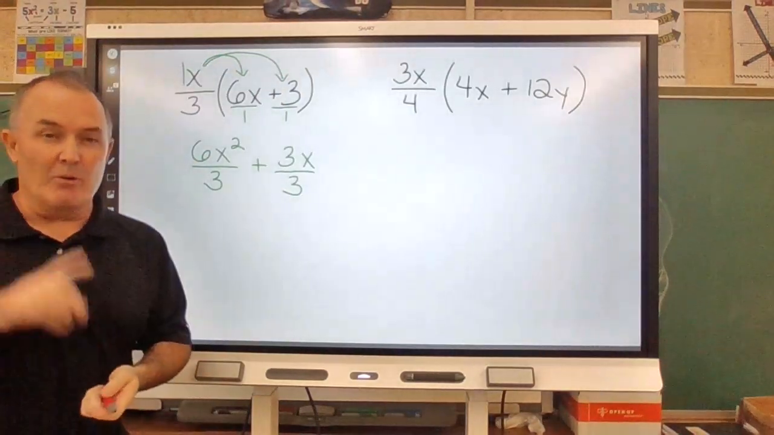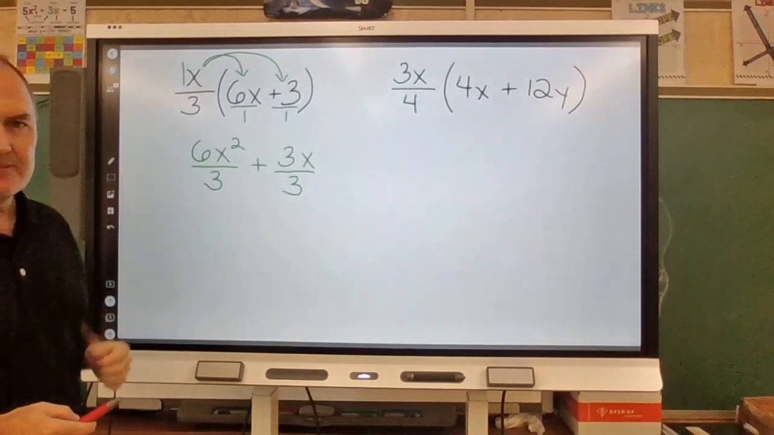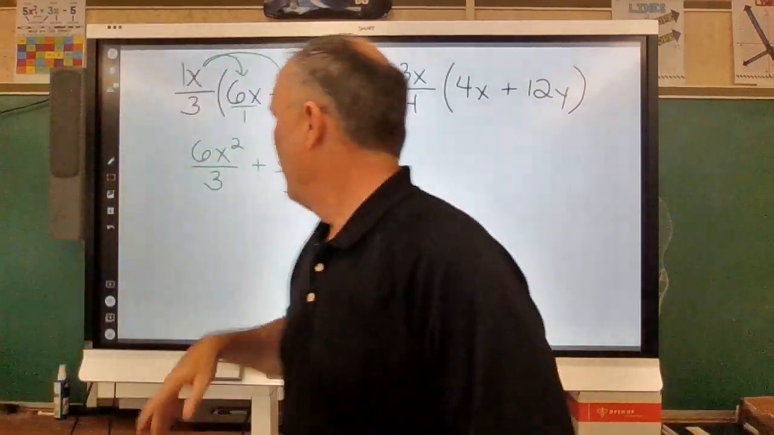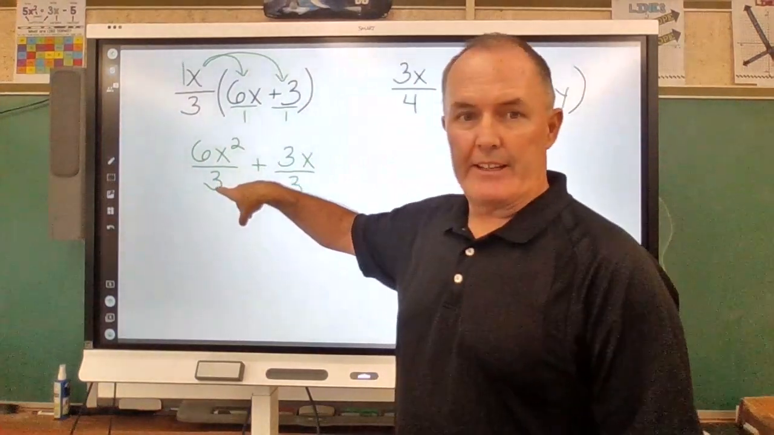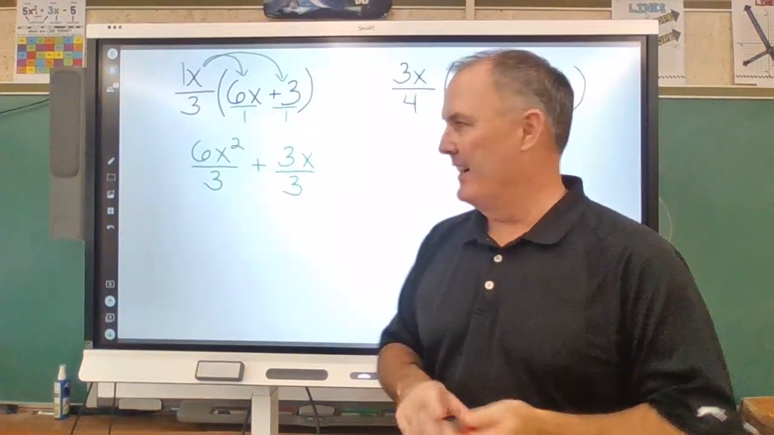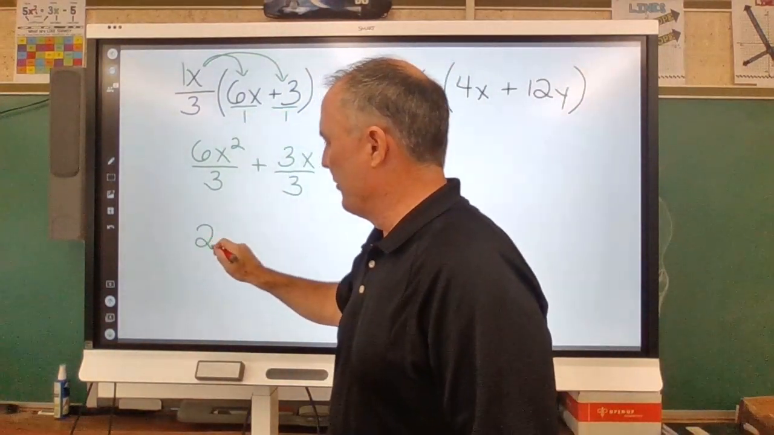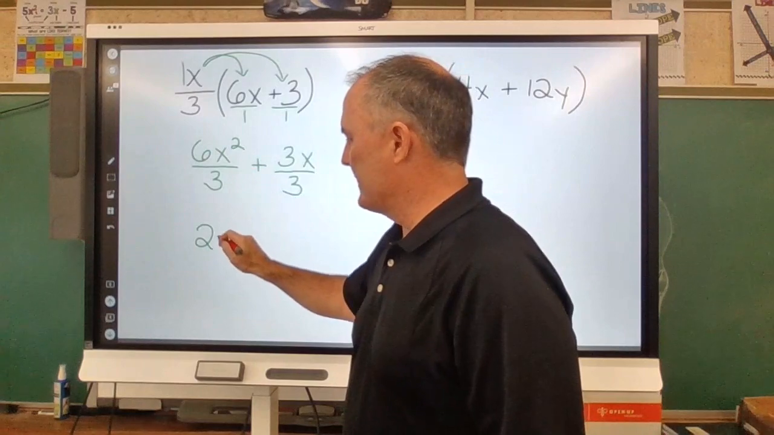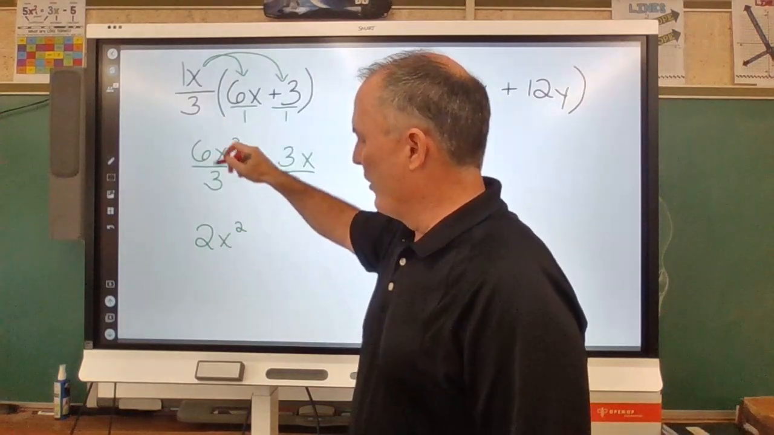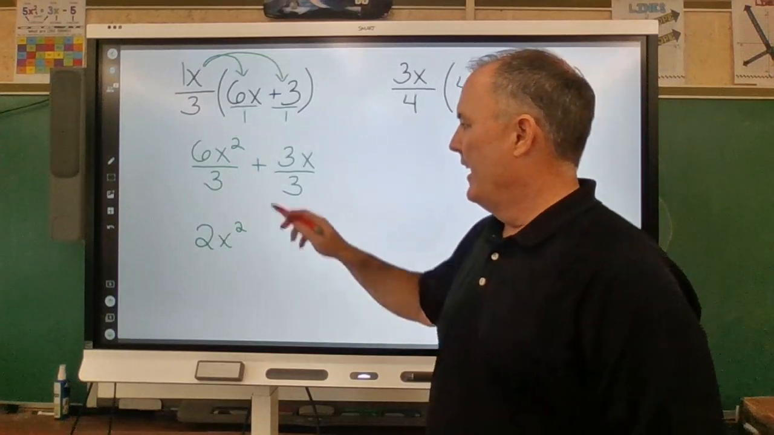Now we can simplify it one step further. We look at our coefficients. Does the number in the denominator go evenly into 6? Yes, it does. 6 divided by 3 gives me 2. I have to bring down my x squared, because I only worked with the coefficients here. I didn't do anything with the variables.